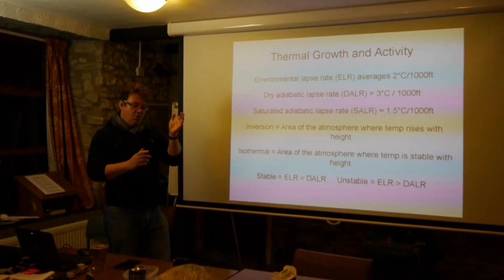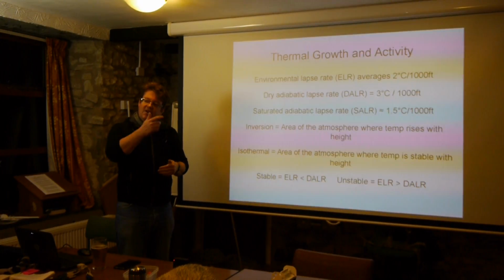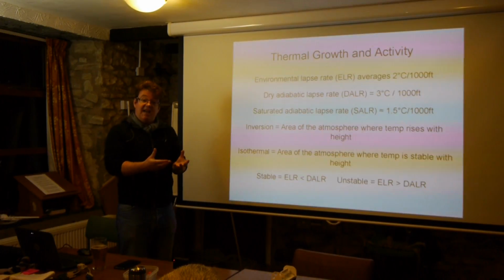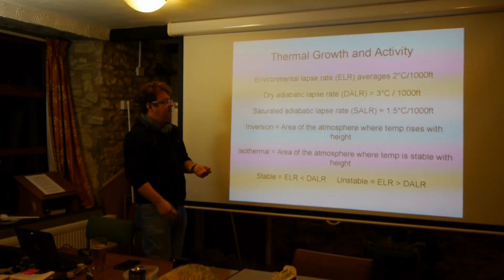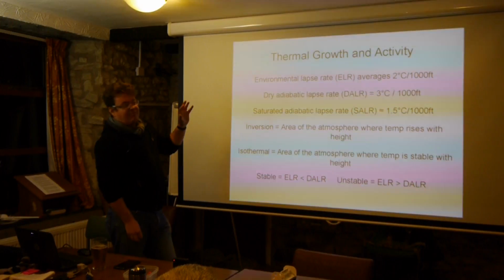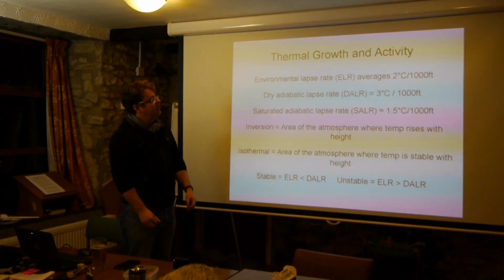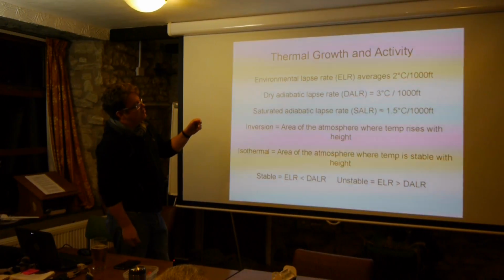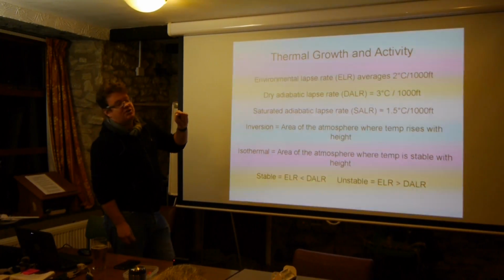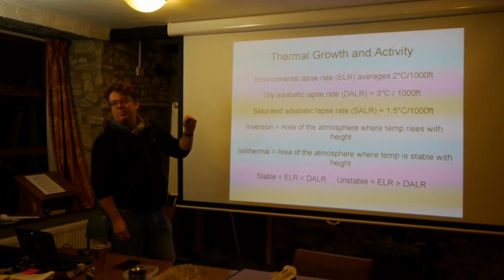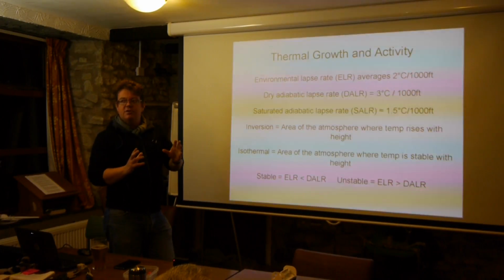It shows you what the temperature profile of the environment is on that actual day in your particular piece of air. Now that varies from air mass to air mass, from place to place on the surface of the Earth, and from week to week, etc. But it averages 2 degrees centigrade per 1,000 feet. That's a rough average value.